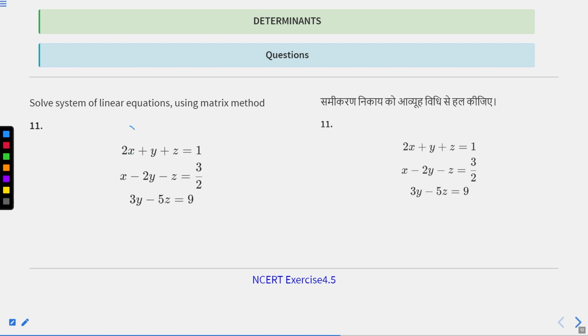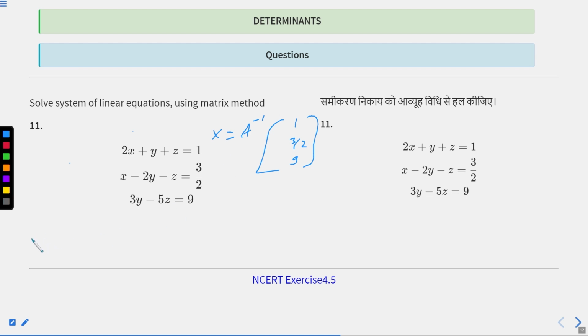So we have to find the solution using the matrix method. First of all, let me find the matrix. You all know that we have to find A inverse. We already have B, which is 1, 3 by 2 and 9. Now we have to find A inverse.